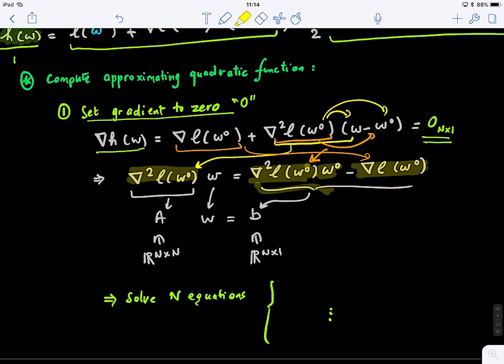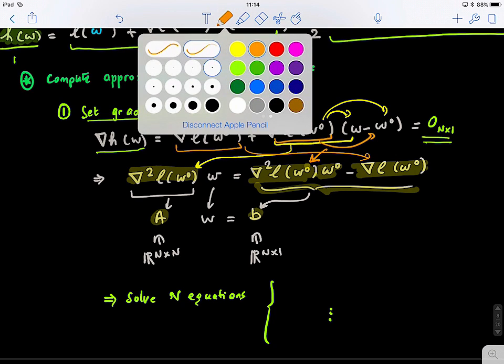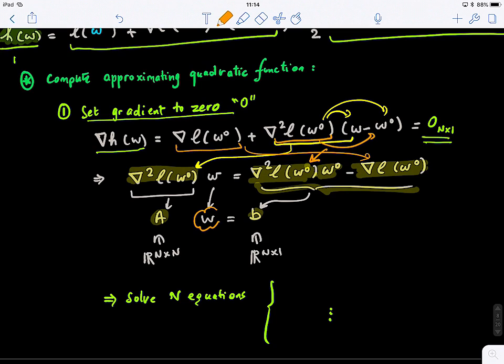So this constant, we can call it B. The first one, this is a matrix. It's the Hessian matrix, right? So it's a matrix A. And we have our variable. This is our next guess. This is the optimum that we're looking for.